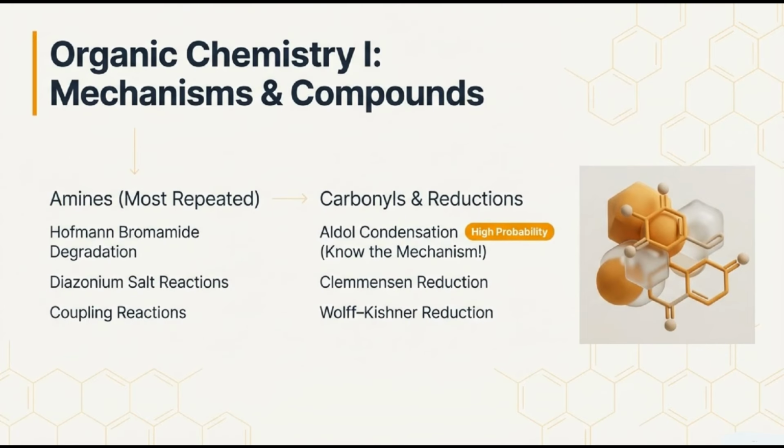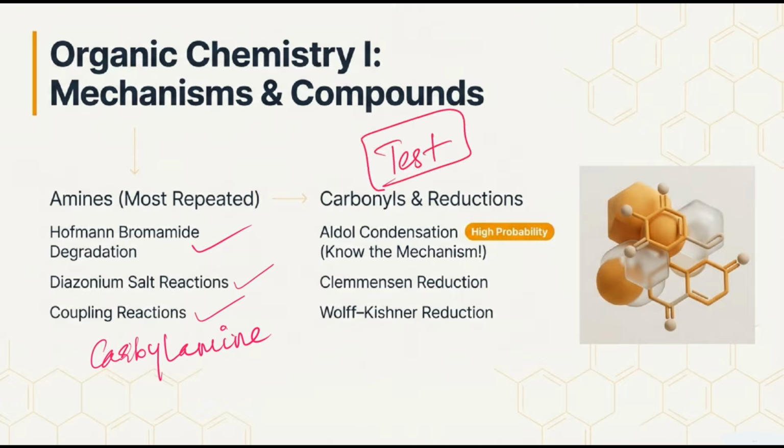Then comes organic chemistry. Surprisingly, this year they have been asking more questions on amines. Amine conversions, so Hofmann bromamide degradation, coupling reaction, carbylamine reaction, and then diazonium reactions, those are super important. In carbonyl reductions and aldol condensation, they asked many times. In yesterday's paper also they asked this conversion, A plus B gives what? What are all the mixed combinations that can't happen in aldol condensation? Similarly, check out the Cannizzaro reaction, and all those tests, the Tollens reagent.